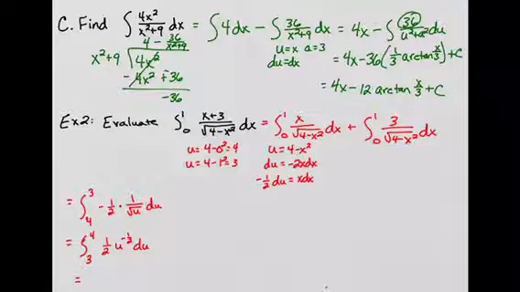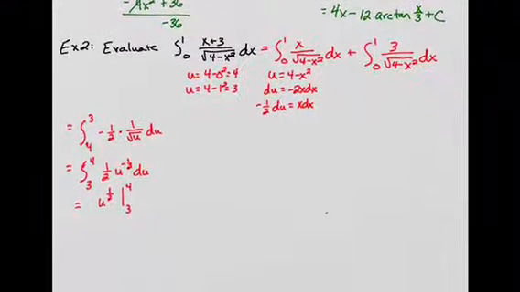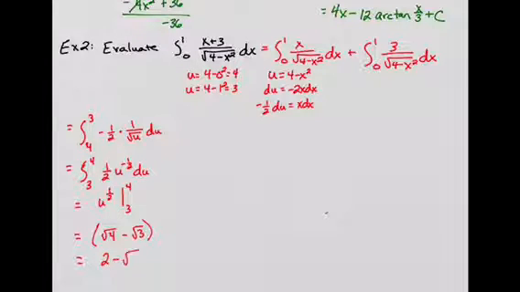If I anti-differentiate just that part, I would get u to the 1/2 power, and I have to evaluate this from 3 to 4. So I get the square root of 4 minus the square root of 3. So this is really 2 minus the square root of 3. Then I would go back and do the other part.